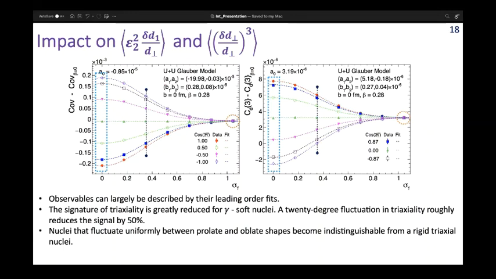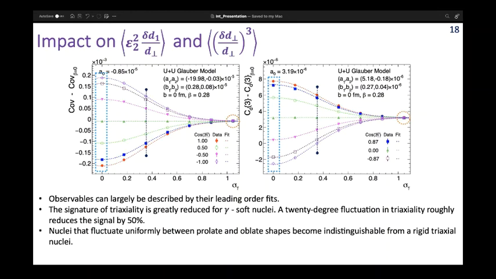So let's now look at the impact of these gamma fluctuations on our three particle correlations. Now there are three main things that need to be noted in these plots. If I draw your attention to this left-hand curve, which is of covariance, you will see that when sigma gamma is 0, which means my deformation parameters are static, I have a clear large triaxial signal. As I start inputting fluctuations and the variance of my distribution increases, the triaxial signal starts to decrease. At roughly 20 degrees of fluctuation, the signal has already reduced by 1/2. So it's a 50% reduction.